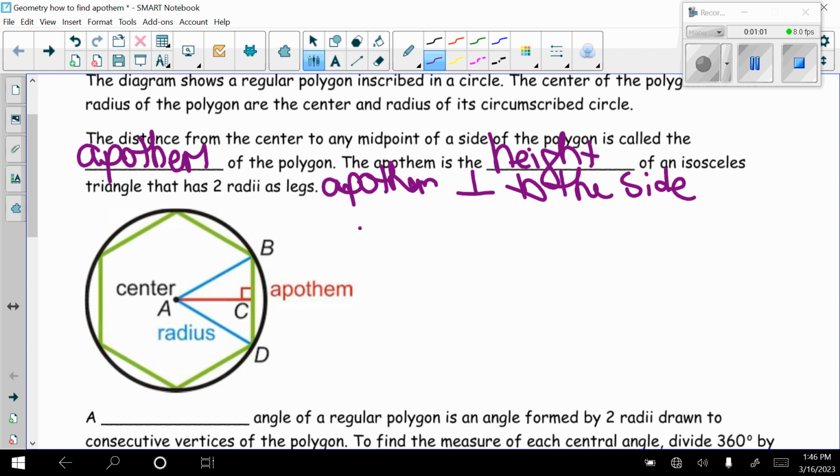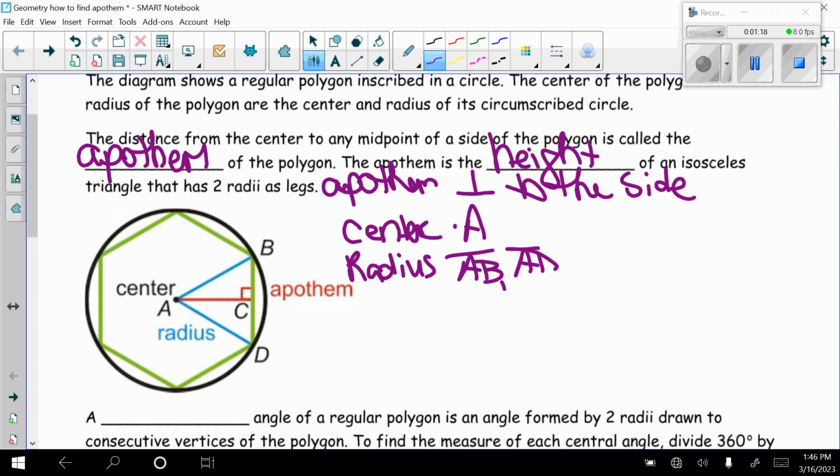So in this picture, we'll label what the center is. The center is point A. Radius, we have two drawn: radius AB and radius AD. The isosceles triangle in this picture is triangle BAD.